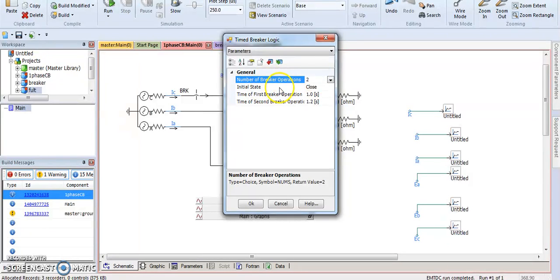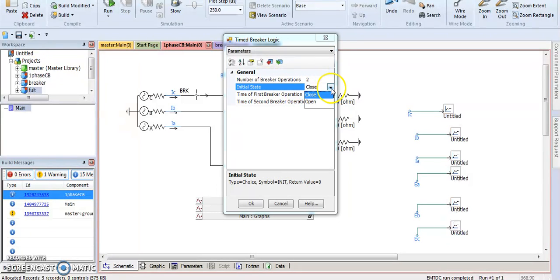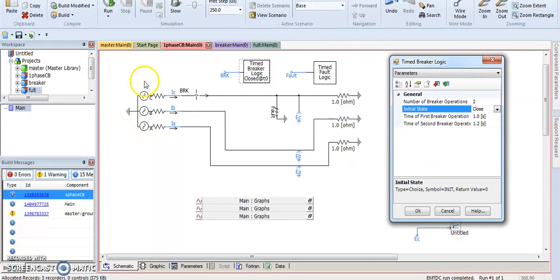Second one, the initial state. Usually the state should be closed. What does it mean to be closed? The option is closed or open. Closed means that before the fault happens, the circuit breaker should be closed. That means it will be shorted, which means it will pass the current. So the initial state should be closed. That means before the fault happens, the system always works normally and the current passes from this three-phase voltage source to the load without any open in the lines.